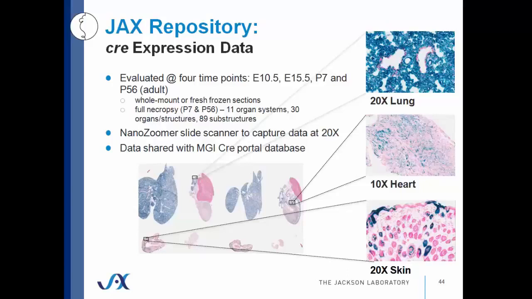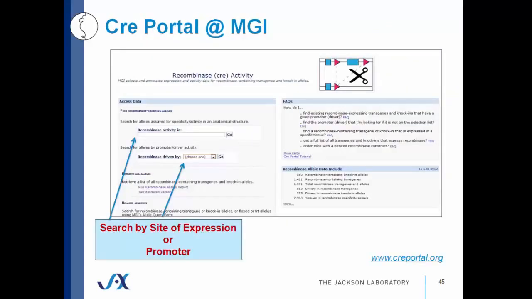And then this data is also shared with the MGI Cre portal database, which is maintained also at the Jackson Laboratory using the Mouse Genome Informatics, or MGI, database, which is one of our other free online resources that you can use to find Cre-lox strains. But in this case, this Cre portal not only has data on Cre expression for strains maintained by the Jackson Laboratory, but also others that are out there reported in the literature. So if you can't find what you want at the Jackson Laboratory, you can use this Cre portal to search for other sources of strains, and you can either search by the promoter or by the site of expression.